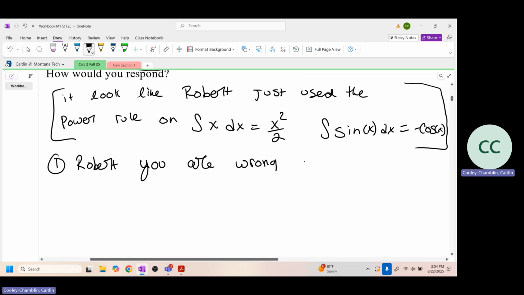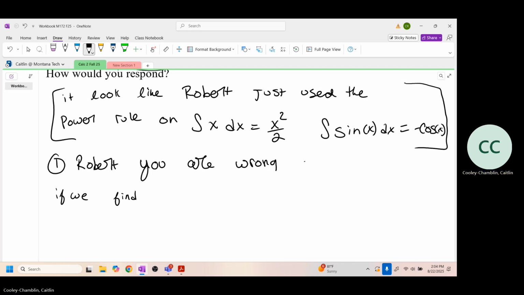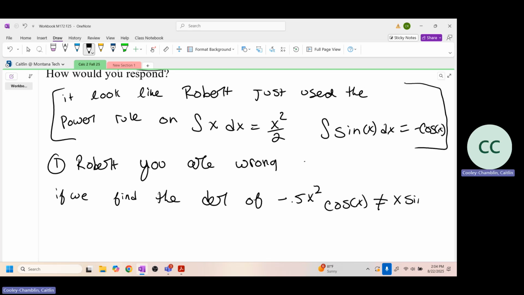If we find the derivative of negative 0.5 x squared cosine of x, it does not equal x sine of x due to the product rule.